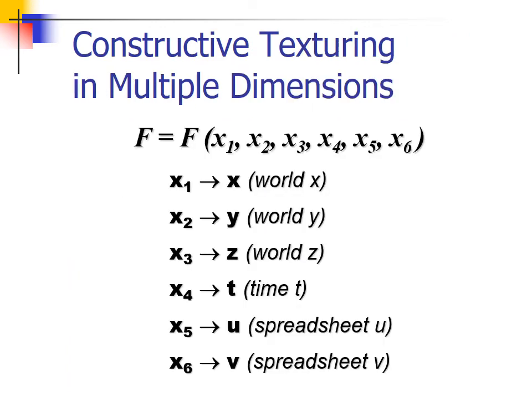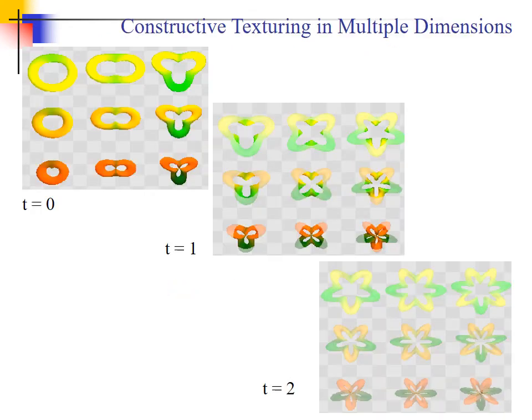Multidimensionality in constructive texturing can be reached by adding time as a parameter in the model. Here you can see an example of the multidimensionality in constructive texturing. These are rendered shapes at 3 different time points.